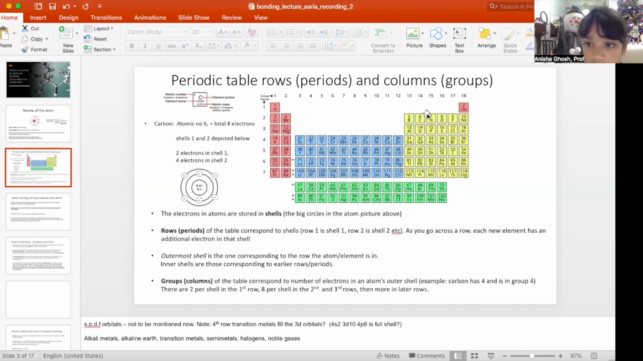Carbon is in group 4 over here, see? Number 4: 1, 2, 3, 4. So it has 4 electrons in its outer shell, as you can see in the picture over here.